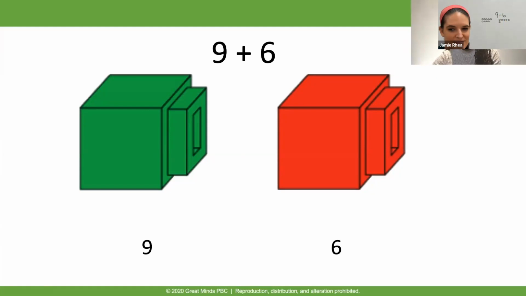I want you on your personal whiteboards to draw to show how many cubes Maria has and how many cubes Tony has. Press pause. I'll be back when you're ready. Now you should be almost done. If you're not, you can pause and finish drawing out 9 and 6, okay? Your drawings may have looked something like this.